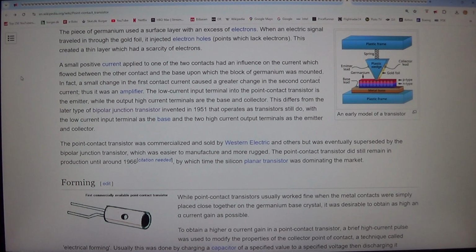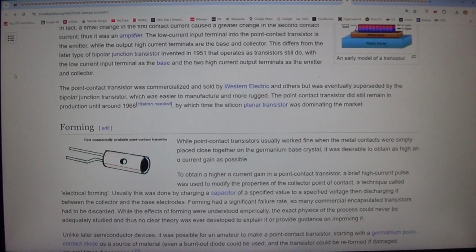The low current input terminal into the point contact transistor is the emitter, while the output high current terminals are the base and collector. This differs from the later type of bipolar junction transistor invented in 1951 that operates as transistors still do, with the low current input terminal as the base and the two high current output terminals as the emitter and collector.